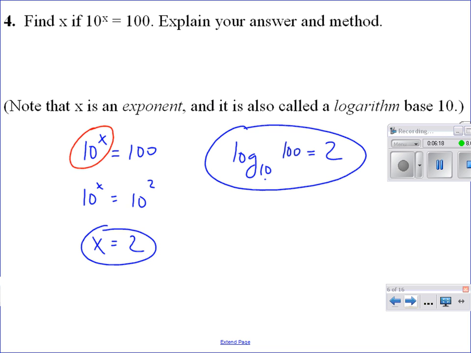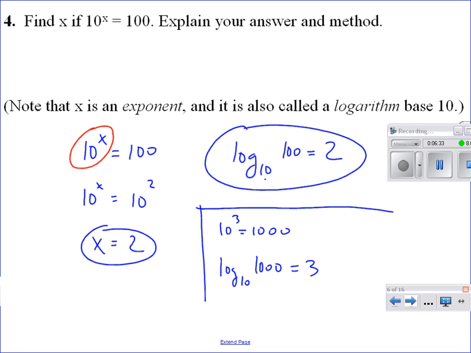All right. And we can do the same thing with 10 to the third equals 1,000. So I can rewrite that as log base 10 of 1,000 equals 3. So the exponent is the answer. You hear people say the exponent is the answer.